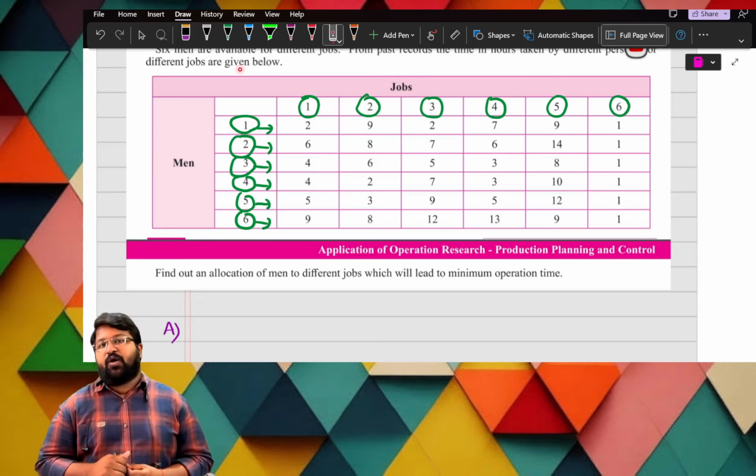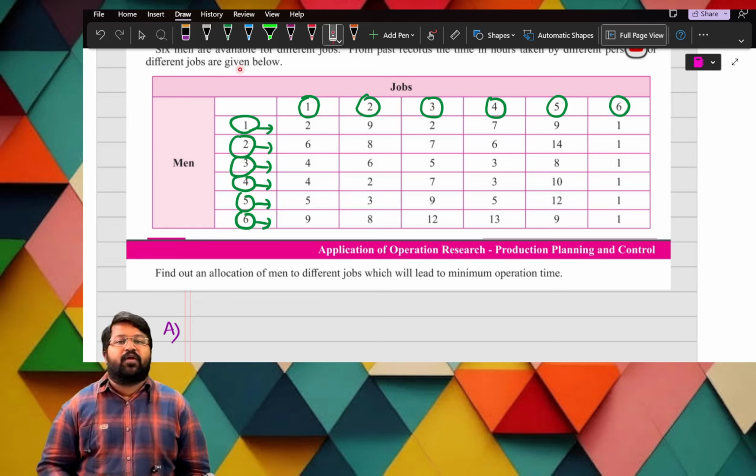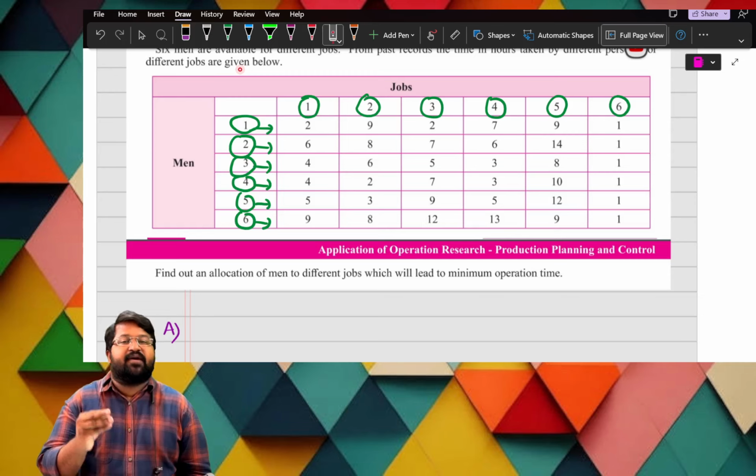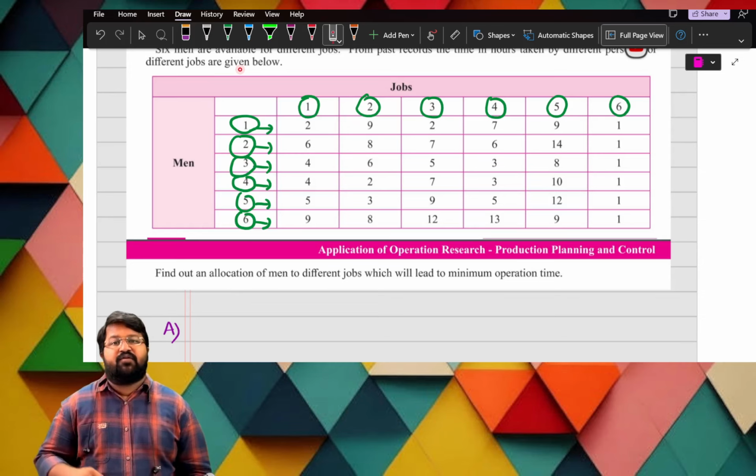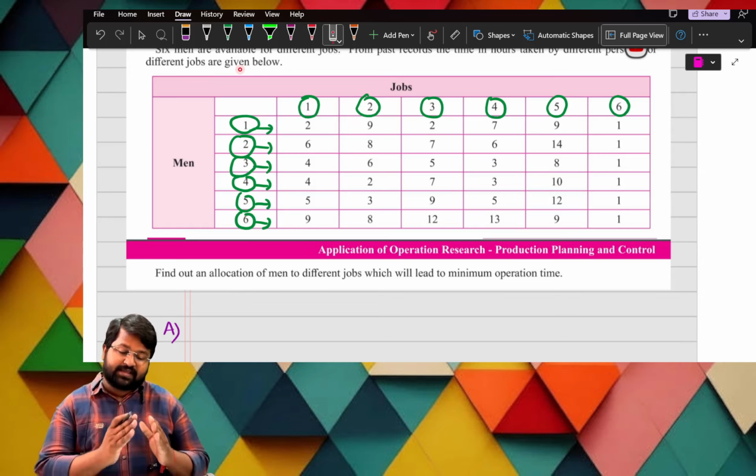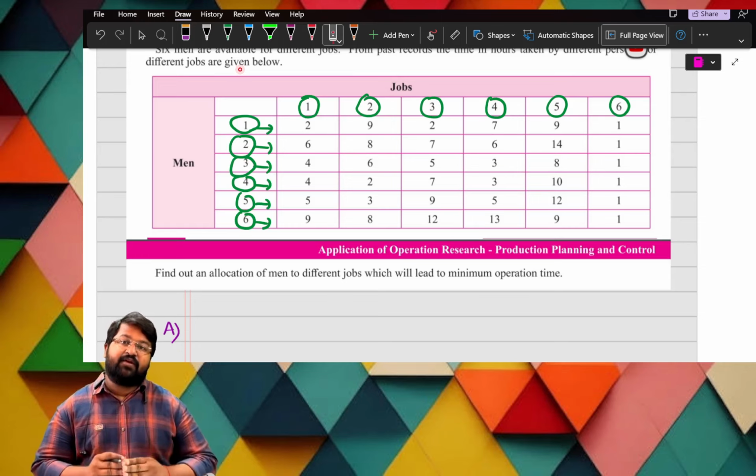So now what is the first thing we need to do? We have identified whether rows are equal to columns: 6 is equal to 6. It is a minimization model because it is related to cost. Two points we have done. Then the routine steps. First, write the question as it is in our book.